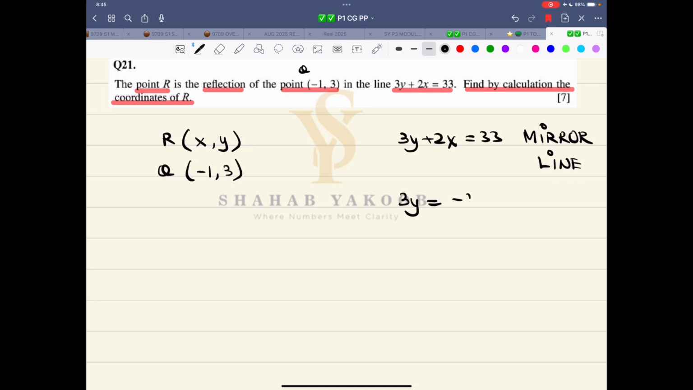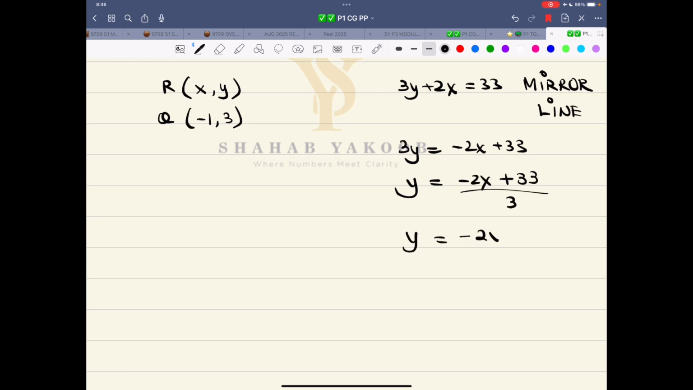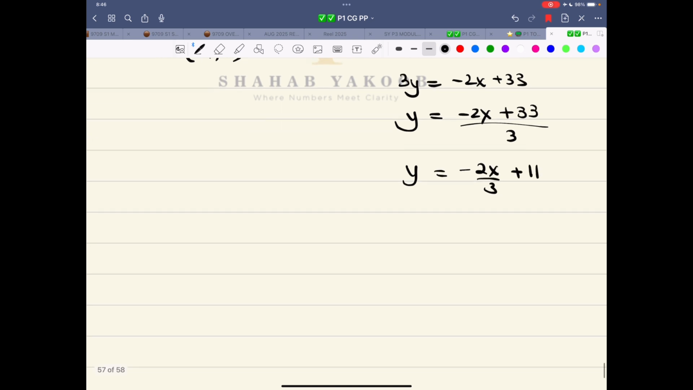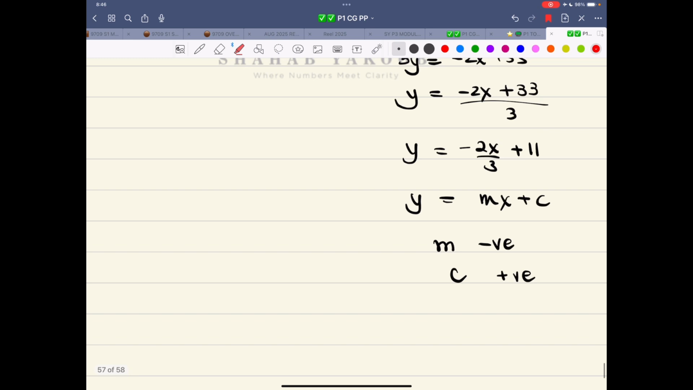3y is equal to negative 2x plus 33. y equals negative 2x plus 33, divided by 3. Let me simplify it. That is negative 2x over 3 plus 11. So if I compare it with y equals mx plus c, the slope is negative, the y-intercept is positive. So let me draw just a rough sketch over here. Let me draw it even straighter, like this. That is the grid. The gradient is negative, the y-intercept is positive.